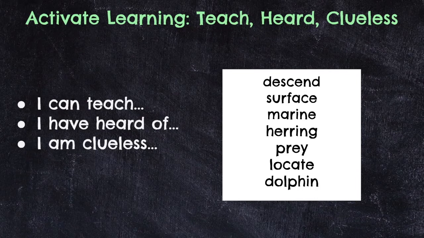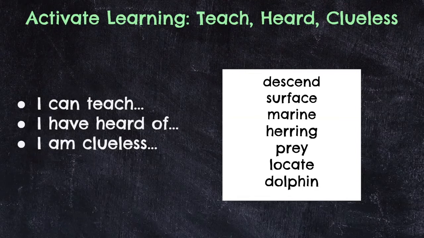And when you give them the structure in place, you're telling them, I want you to put them in columns. I can teach it. I've heard of this word, or I'm absolutely clueless. They're making meaning for themselves. They're taking those words and ranking them in a way that is at their level. So maybe some of your students in your classroom can teach the word surface. I'm guessing everyone in your classroom has probably heard or at least can teach what a dolphin is. Where can you find it?